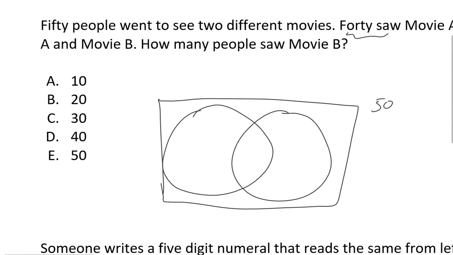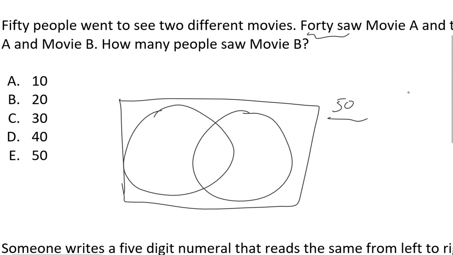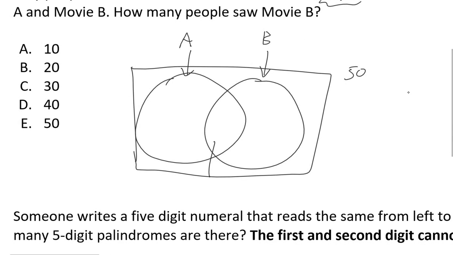But so 50 people, this is going to be our total amount. I wrote it right here. And then this circle right here is going to be people who saw movie A. And this circle over here is going to be people who saw movie B. And this overlap is going to be people who saw both movie A and movie B.